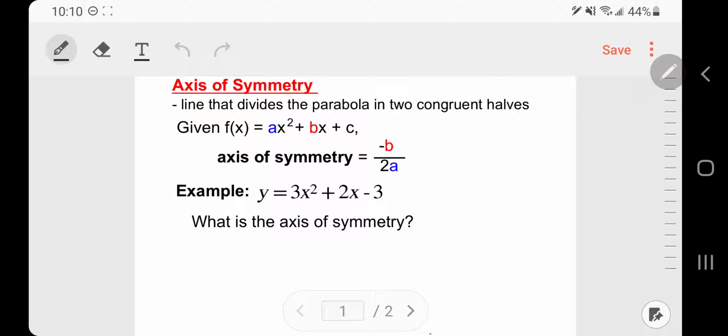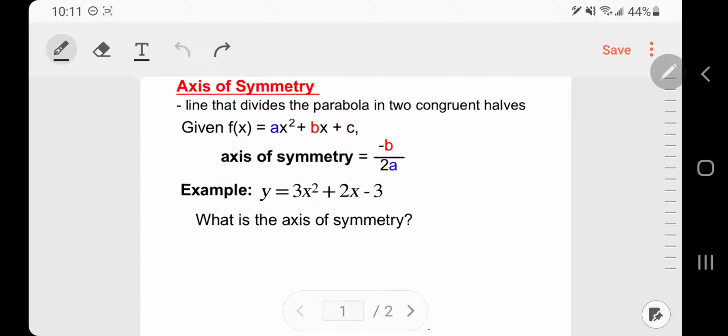Alright, so to find the axis of symmetry from an equation in standard form, you're going to use the formula negative b over 2a. So we have our a, b, and our c labeled. We're going to be using a and b to find the axis of symmetry.